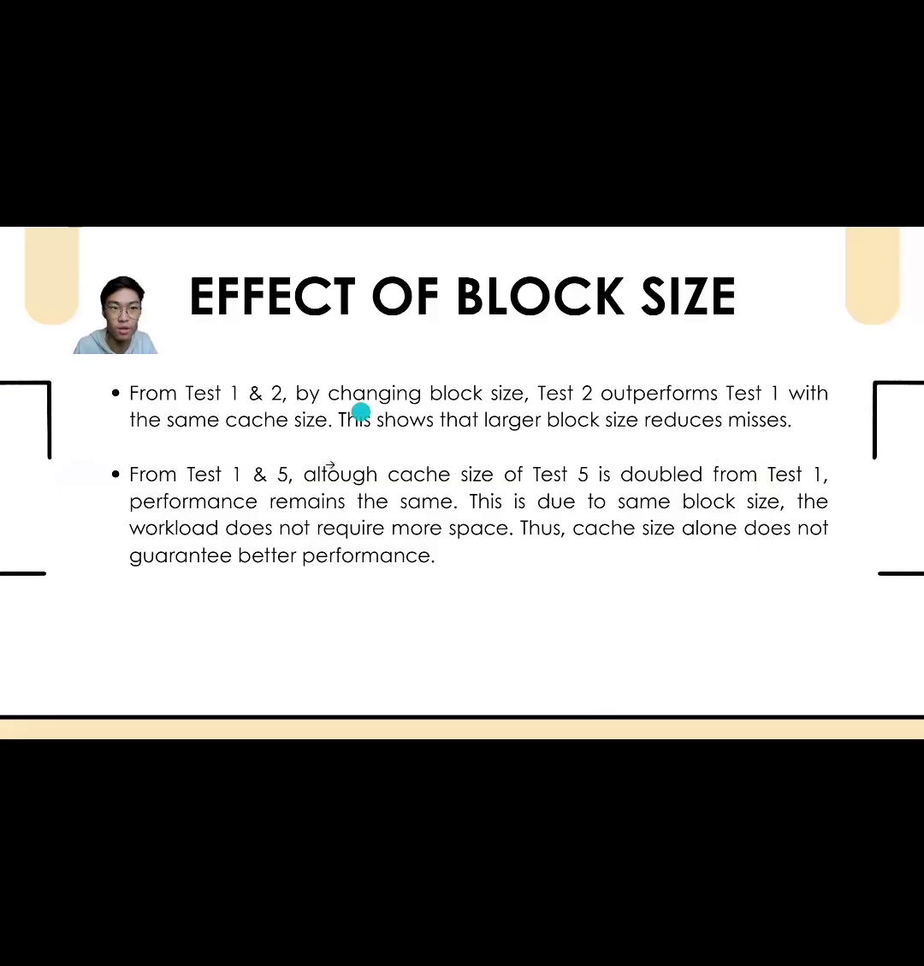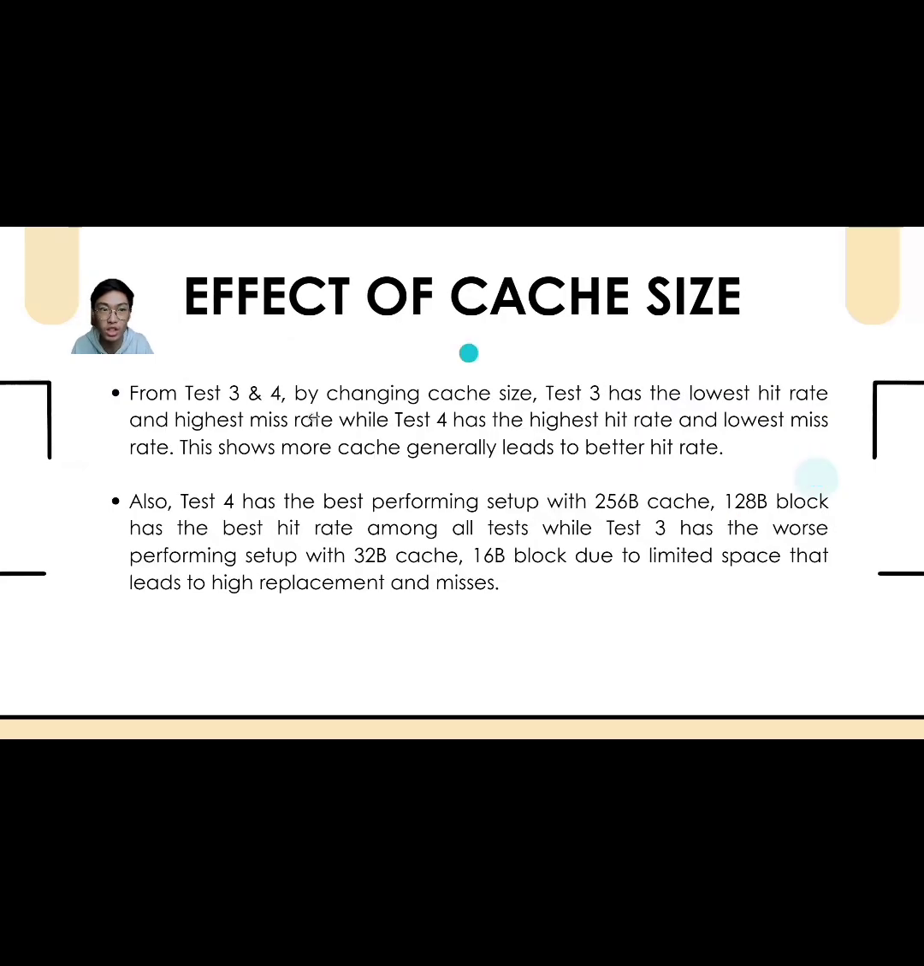Good morning. I'm going to explain the effects of block size after we change the parameter. From test 1 and 2, if we change the block size from 16 to 32 for test 2, test 2 will outperform test 1, although with the same cache size, because a larger block size will reduce the amount of misses. From test 1 and 5, although test 5 has double the cache size of test 1, if we retain the same block size, it will still remain the same performance because the program doesn't have a high workload. Moving on to the effects of cache size.